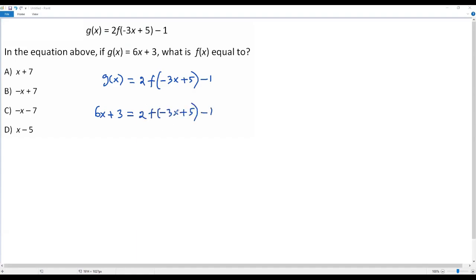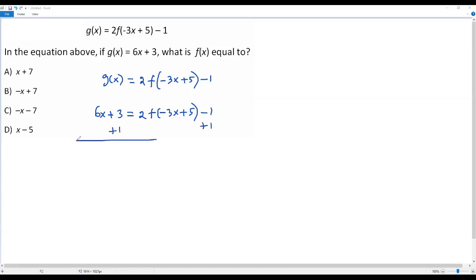Now I'm going to solve for f of (negative 3x plus 5) in this equation, because our aim is to find what f of x is equal to. Once I get f of (negative 3x plus 5), from that I can get f of x. To solve for this, I have to isolate it. First, let me get rid of this negative 1. For that, I have to add 1 to both sides.